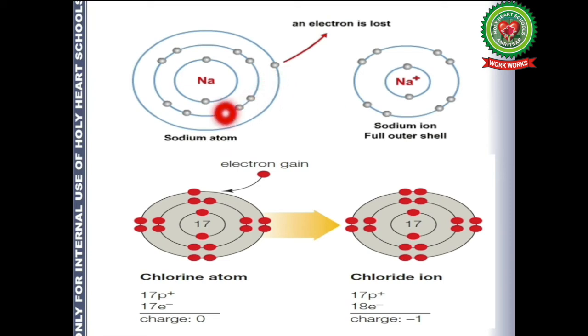So therefore, what will sodium atom do? It will lose that 1 electron, and then sodium atom will become sodium ion with electronic configuration of 2, 8. In this, electrons are 10 and in sodium atom electrons are 11.